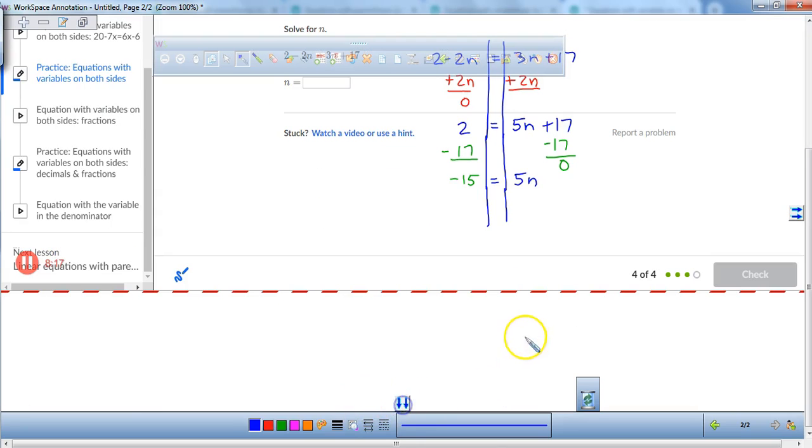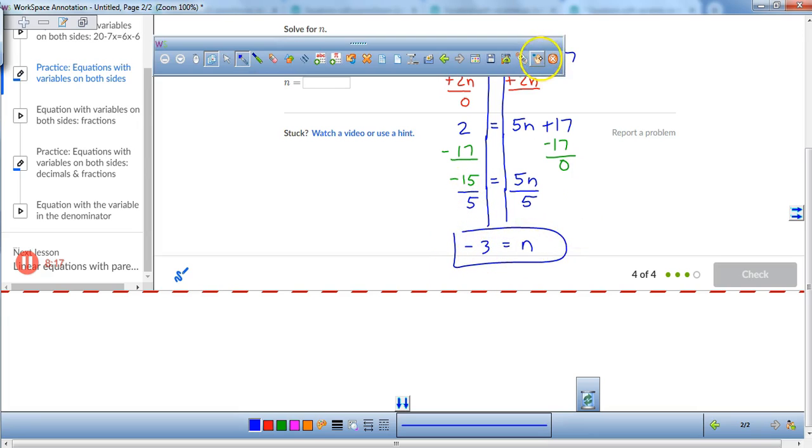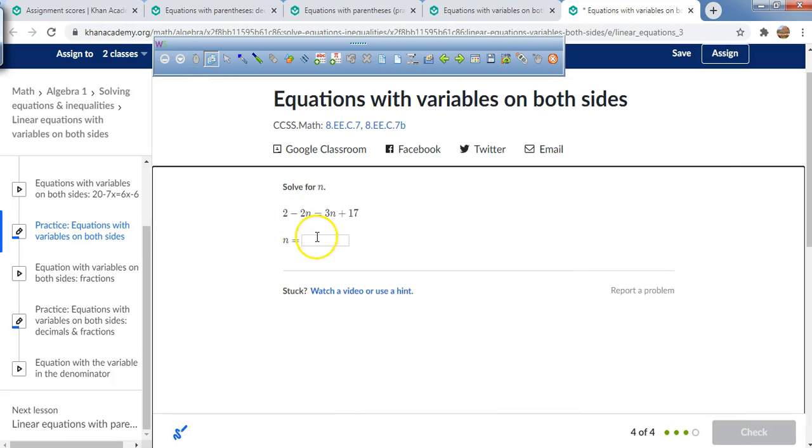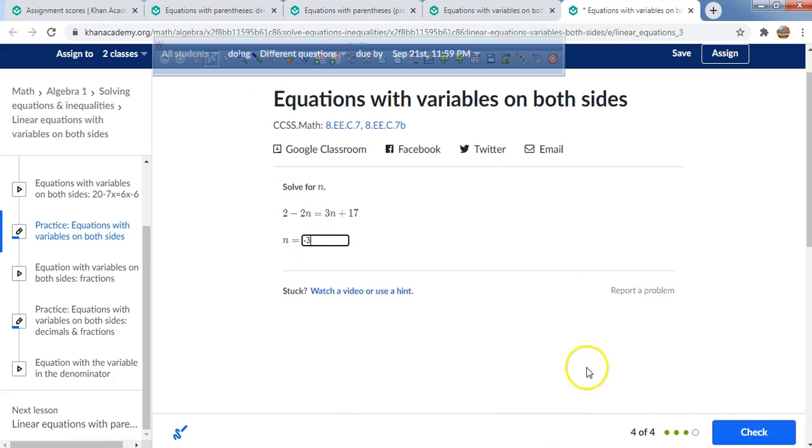And then the last but not least step, there's two things I could do. I could either divide both sides by 5, which I'm going to do because that's the easiest thing for me to think about, or I could multiply both sides by a fifth, but I'm not going to do that because this is easier just to divide both sides by 5 in this particular circumstance. So negative 15 divided by 5 is negative 3. And negative 3 is equal to n, and that's what I'm going to type in right here. Negative 3. All right, there we go.